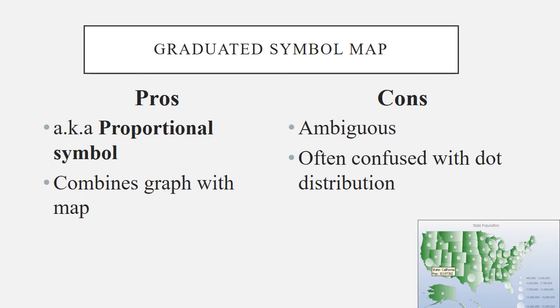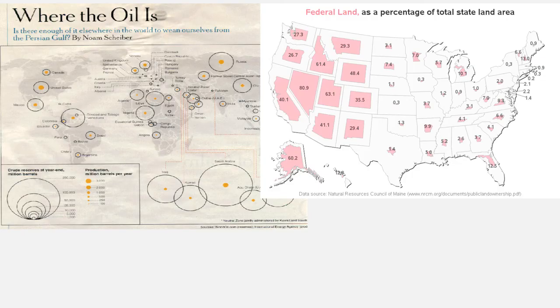The downside is that information is still ambiguous, right? Unlike a dot distribution map, for example, you have no idea where exactly those things are occurring, if it's distributed throughout a state, for example, or if it's concentrated in a particular county or city or something like that. These are some examples of proportional symbols.